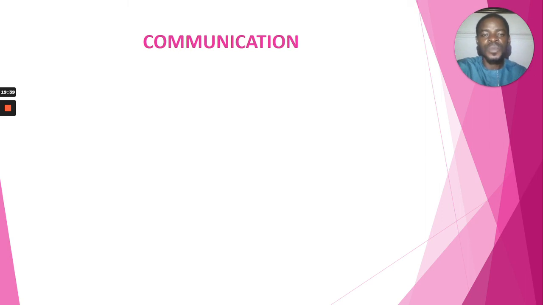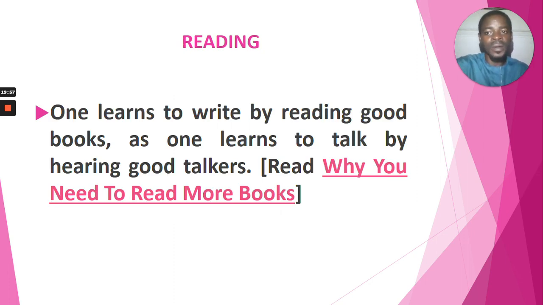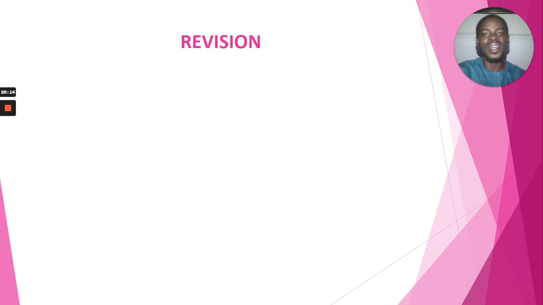All right, and then communicate. Communication is key. Make sure that you're passing information across, and then you need to speak with passion and control. Speak with passion. Let the reader know that you have their interest at heart when you begin to write. Okay, and then as a content writer, you must always read. Always read. This is how you become a better content writer. Then revise your article. Whatever you've written, always go through it again to make sure that it is error free.